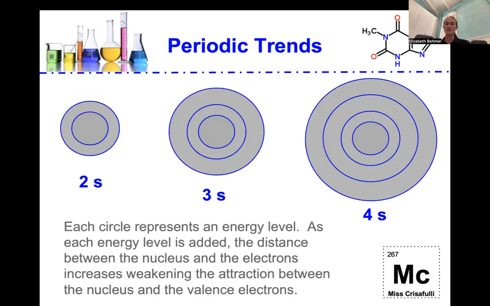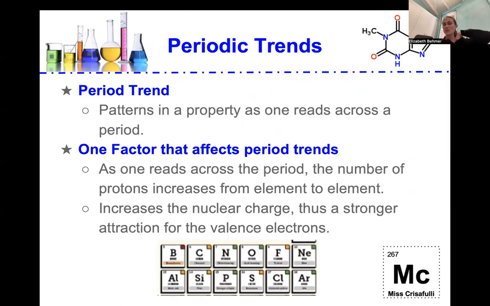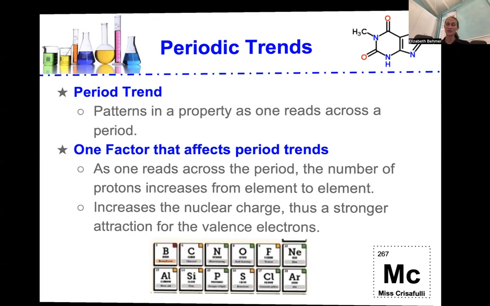We can see here how each circle represents an energy level, and as energy levels are added, the distance between the nucleus and the electrons increases, which will weaken the attraction between the nucleus and those valence outer shell electrons. A period trend is a pattern in a property as one reads across a period, across a row, and one factor that affects period trends is that as one reads across the period, the number of protons increases from element to element. So this increases the nuclear charge, thus a stronger attraction for those valence electrons.